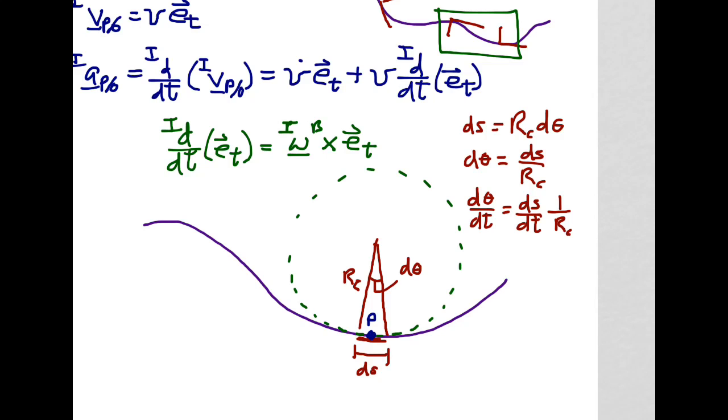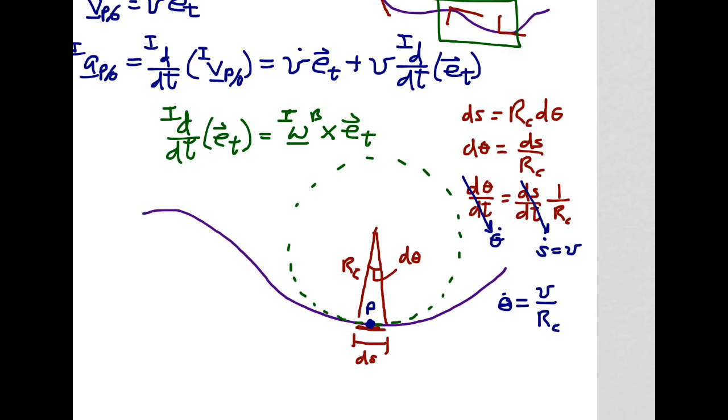So these are things that we recognize now. So d theta dt is actually equal to theta dot, and then ds dt is equal to s dot, or v, our speed. Okay. And so we can rewrite this now as theta dot is equal to our speed divided by the radius of curvature.